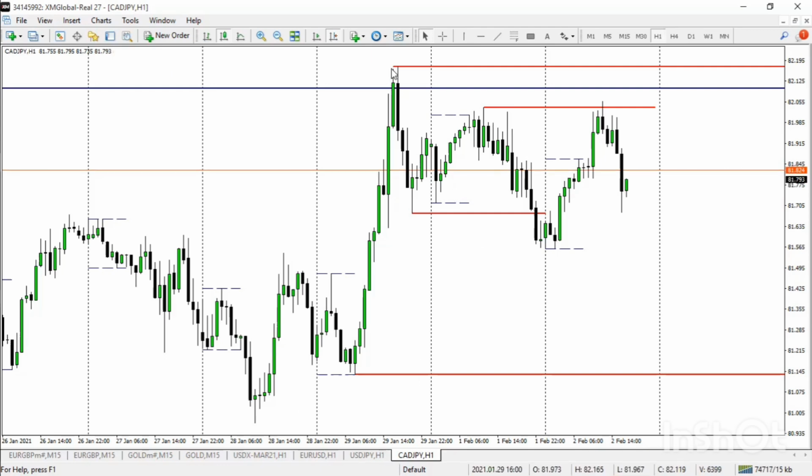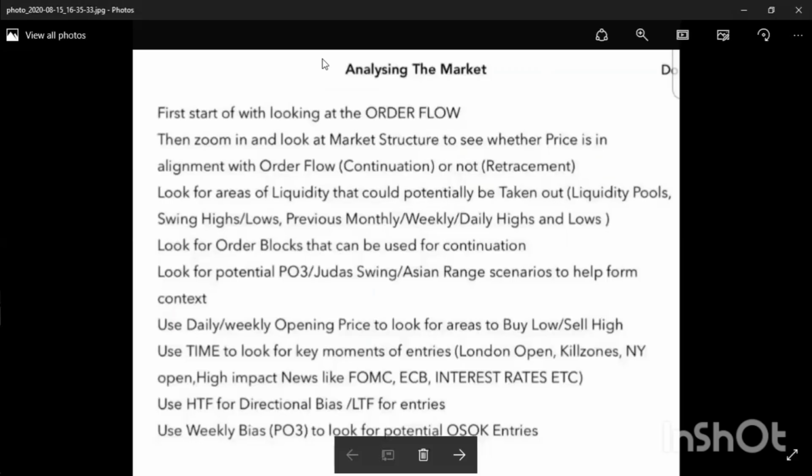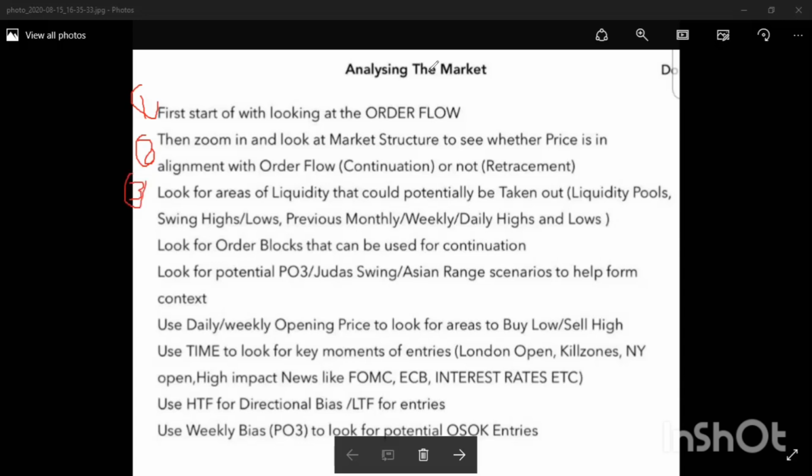That's the second part. So now you're done with number 2. Number 1, you saw the order flow. Number 2, you saw the 1 hour and 4 hour market structure. Number 3, we now look for areas of liquidity that can potentially be taken out. We're looking for liquidity pools: swing highs, swing lows, previous. Okay, no, this is too far. The only ones we are looking for are these from weekly.